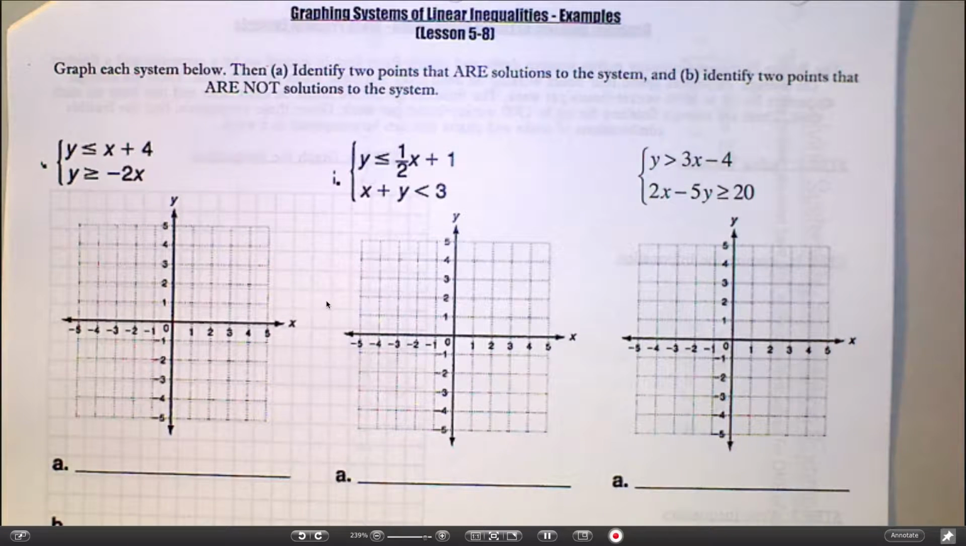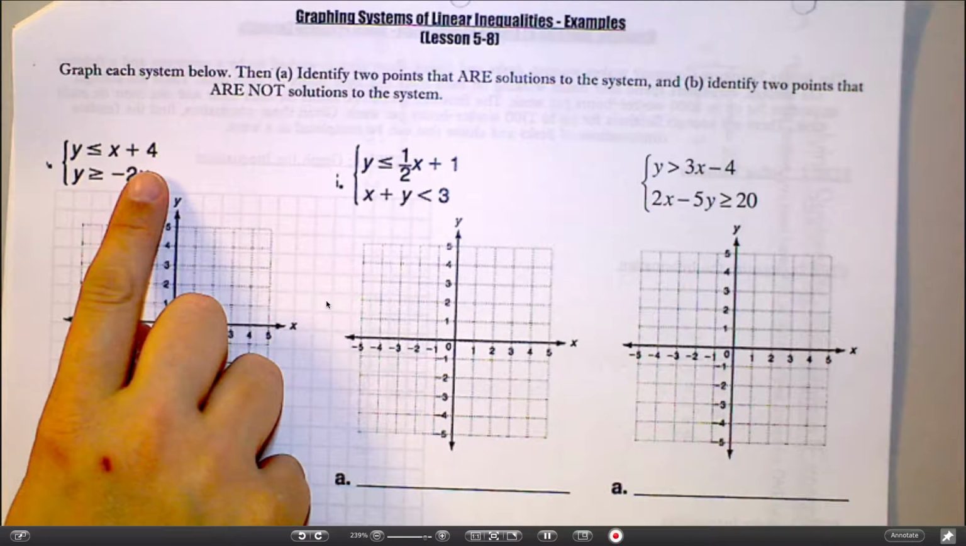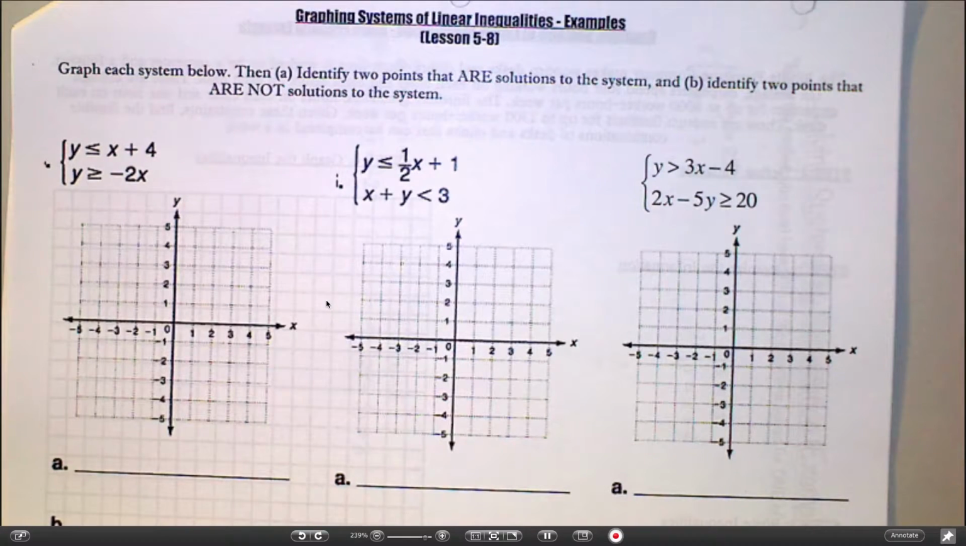Ready? These are also systems, but what's different about them? They're inequalities, right? So a second ago we were looking at y equals lines, and we were just drawing two lines and telling where they cross, right? What do you have to do differently to graph one of these? You have to shade, right? You have to shade, you have to do the dotted line, the solid line. This is from last week, whatever day that was, Wednesday that we did this lesson.